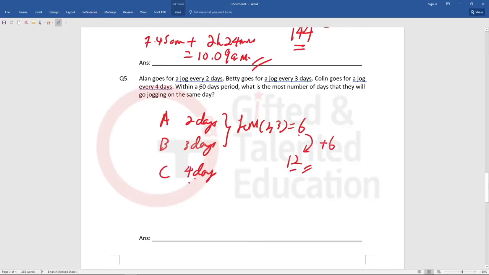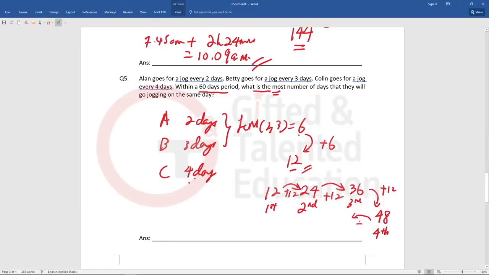So within a 60 days period, what is the most number of days that they would go jogging on the same day? On the 12th day, they would jog together. This is the first time they jog together. On the 24th day, which is another 12 days later, they would jog together the second time. And another 12 days later, which would be the 36th day, they would jog together the third time. And another 12 days later, which is the 48th day, they would jog together the fourth time.